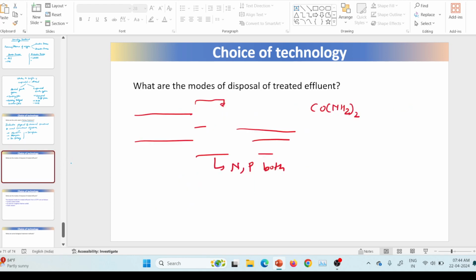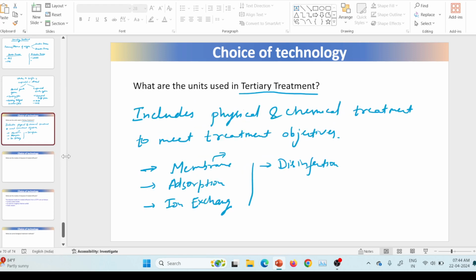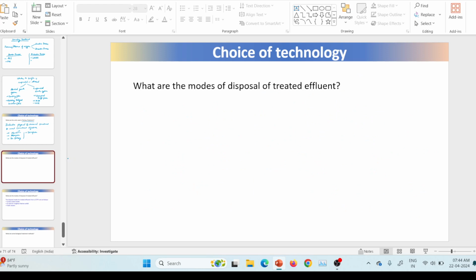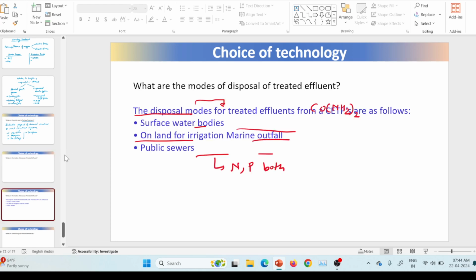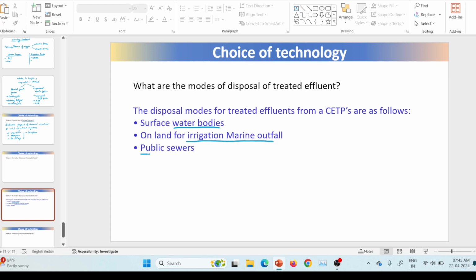What are the modes of disposal of treated effluents? After treating the wastewater through preliminary treatment, primary treatment, secondary treatment, and then tertiary treatment, we need to dispose of the treated effluent. The disposal modes of treated effluent from CETPs are: it can be discharged on surface water bodies, on land for irrigation, marine outfall, or public sewers.